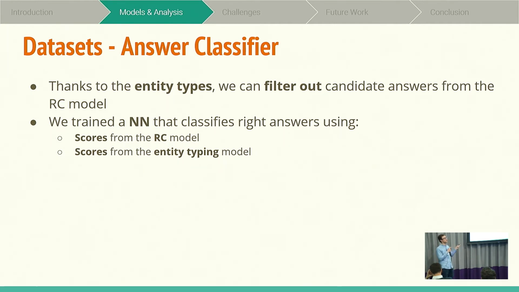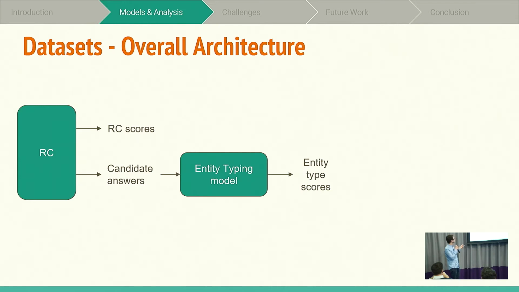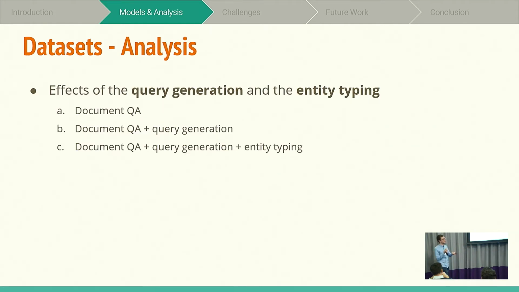So we built a neural network classifier using these scores from the entity types and the score from the RC model. In general, we have the RC model, and we have the candidate answers with the score. We input the candidate answers into the entity type model and we get entity types, and then we input the score from the RC model and the entity type into the classifier, and then we get the final answer. The final answer is the dataset name.